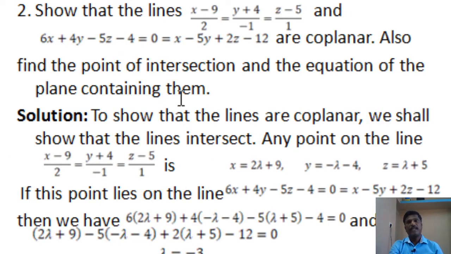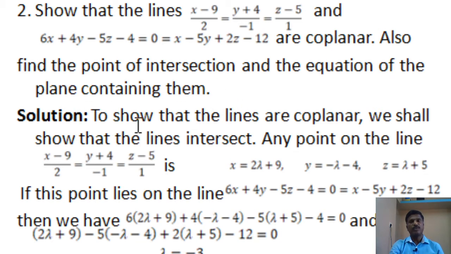Show that the lines (x minus 9)/2 = (y plus 4)/minus 1 = (z minus 5)/1, and 6x plus 4y minus 5z minus 4 = 0 = x minus 5y plus 2z minus 12, are coplanar. Also find the point of intersection and the equation of the plane containing them.